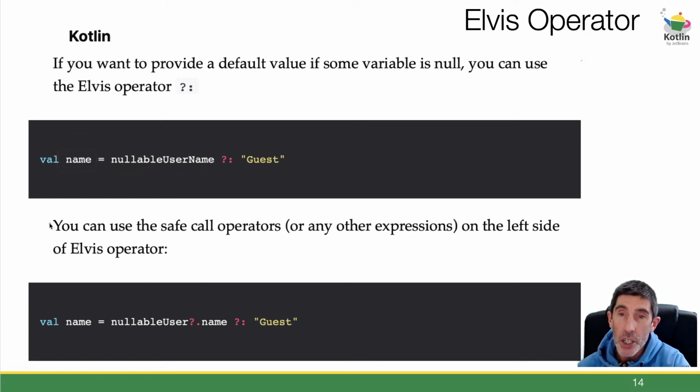Okay, and you can use the safe call operators, or any other expressions, on the left hand side of an Elvis operator as well. So here we are. Look. We're checking to see if the name property of that nullable user could be null.